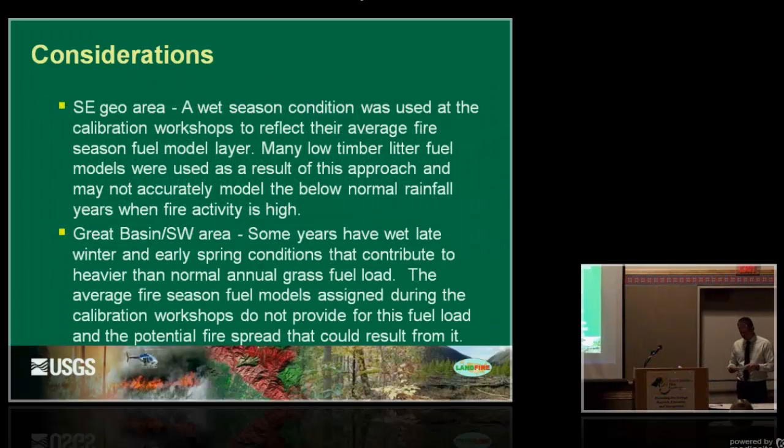In the southeast geo area, we're going to use KBDI essentially. The reason is that the wet season condition was used at the calibration workshops to reflect their average fire season fuel layer. Many low timber fuel models were used as a result of this approach and may not accurately model below-normal rainfall years when fire activity is high. When the swamps were burning, in the Okefenokee, we had a huge drought, and what depicted that drought very well was the KBDI, the drought index. We propose to take that drought index and, at certain levels of the index, adjust the fuel models, or allow them to be adjusted, or give you fuel models to adjust.